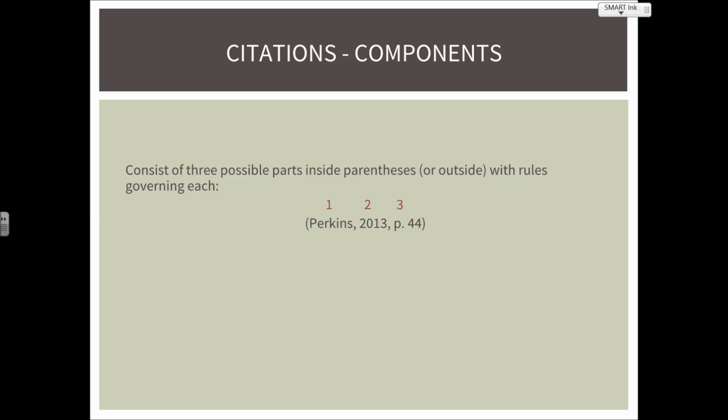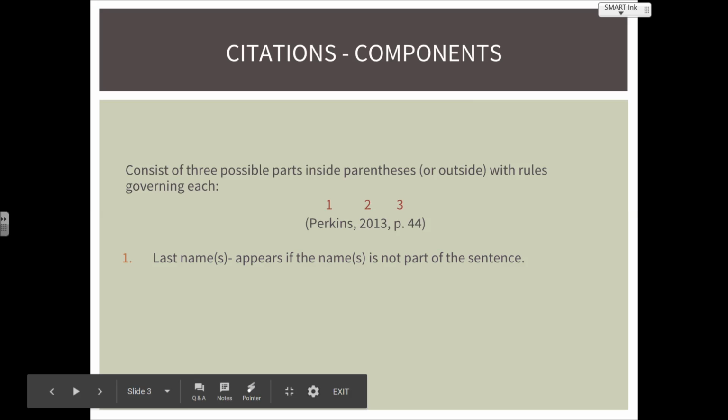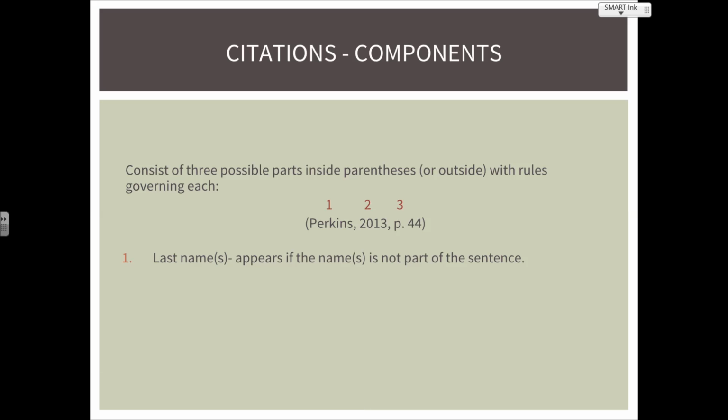So, these are the three components that you can have in a citation. As I said, last name appears only if it's in the sentence, it's outside of the parentheses, but if it's not part of the sentence, then it is inside of parentheses. If it was Perkins said so-and-so, then the parentheses would actually be around the 2013.